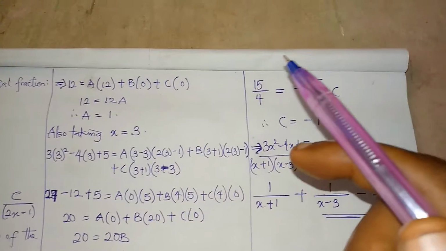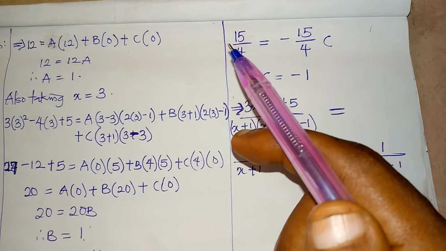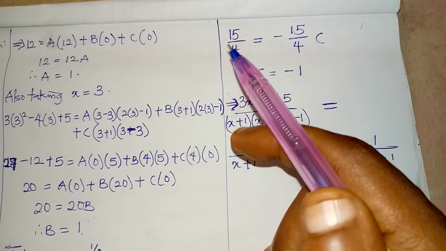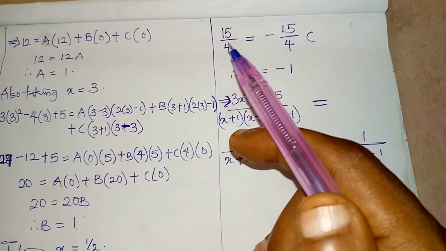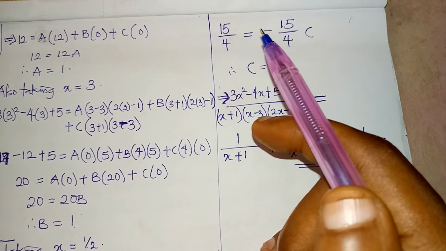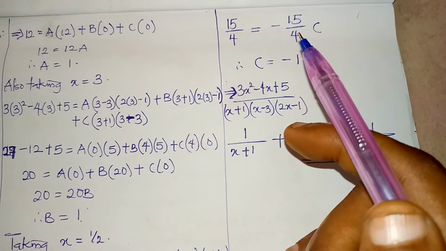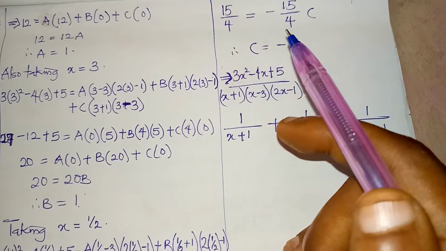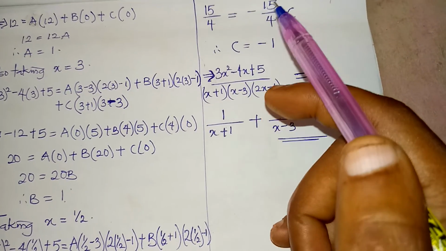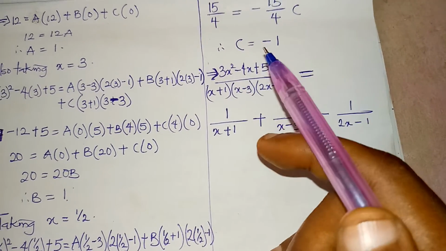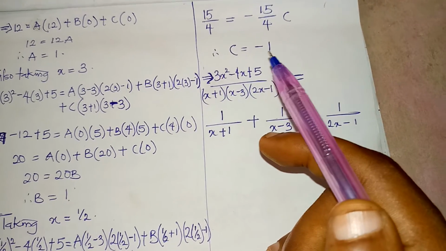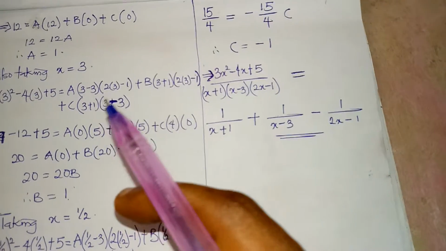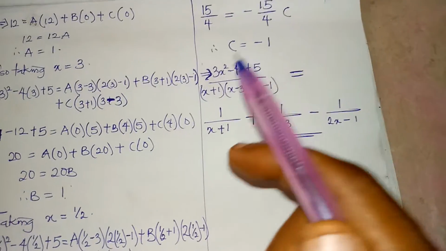So that means if you find the LCM of the left hand side, our answer will give us 15 over 4. Then that equals minus 15 over 4 c. So if you calculate it very well and find the value of c, my c will give you c equals minus 1. So I've gotten the value for a, the value for b, and the value for c.